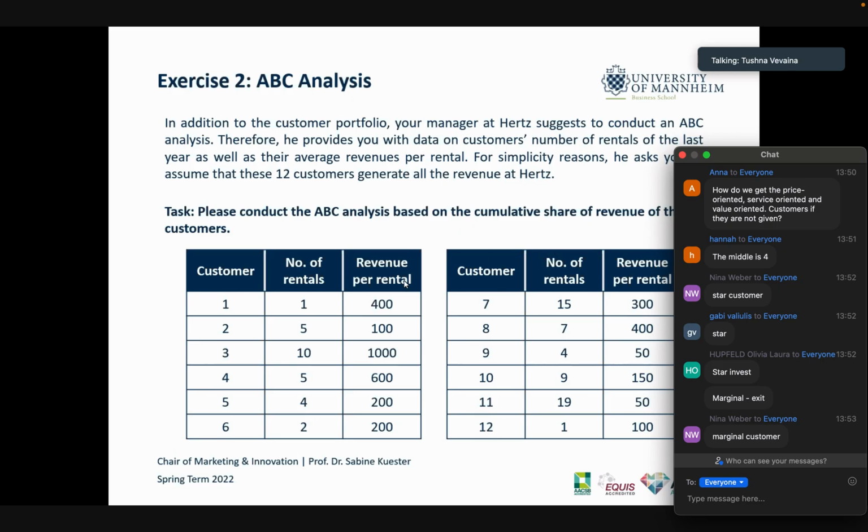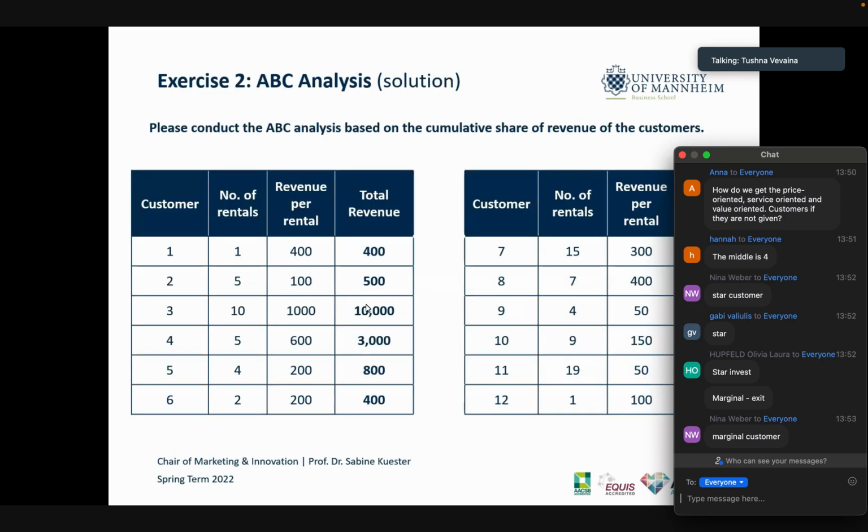Okay, does anyone have an idea as to how we go about this exercise? What we basically do is multiply the number of rentals by the revenue per rental, and we get the total revenue from each customer. In the case of the first customer, we have 1 times 400, 400; for the second customer, 5 times 100, 500. You do this for all 12 customer segments. Then as you can see, your third customer segment has the highest revenue. So you list them in descending order from highest to lowest. 10,000 for the third customer segment, then 4,500 for the seventh customer segment, and you list all 12.